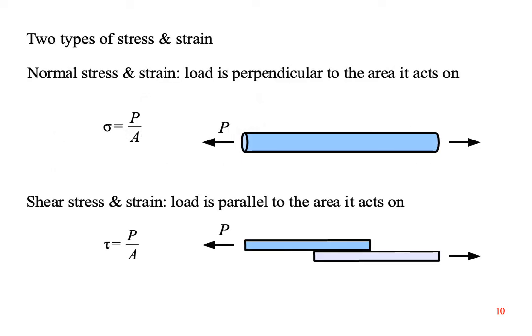We defined normal stress, sigma, as a force divided by the perpendicular area that it acts on. There is another type of stress where the force is divided by a parallel area that it acts on. This is called shear stress, and it's still P over A. If we take 2 plates and glue them together, the shear stress in the glue is P over A.